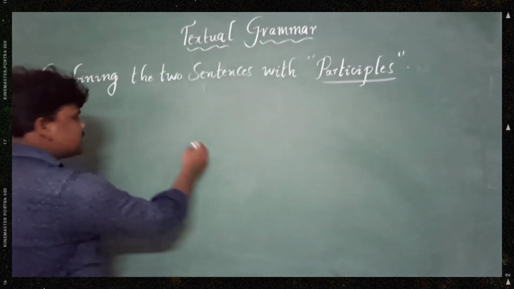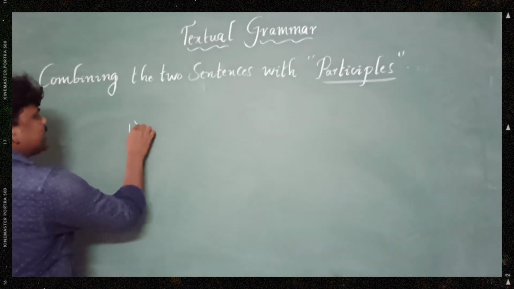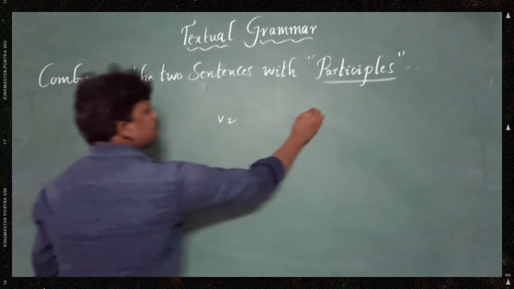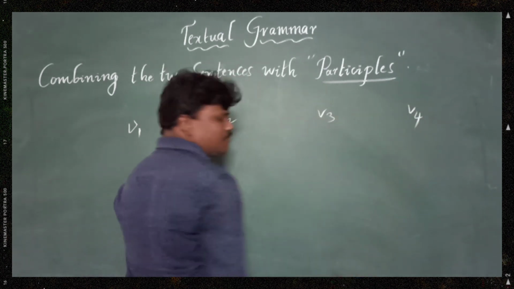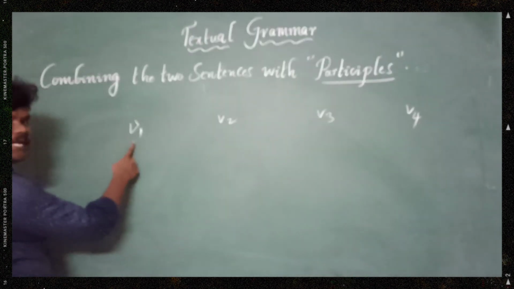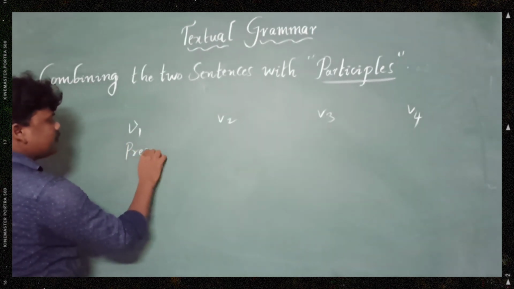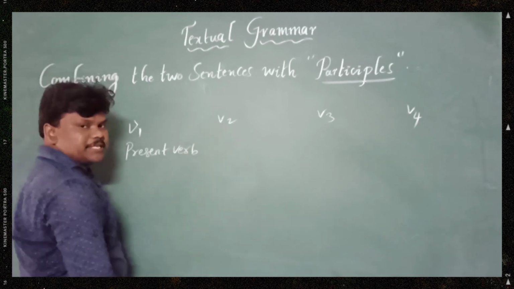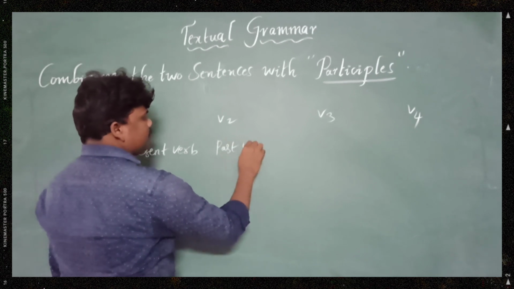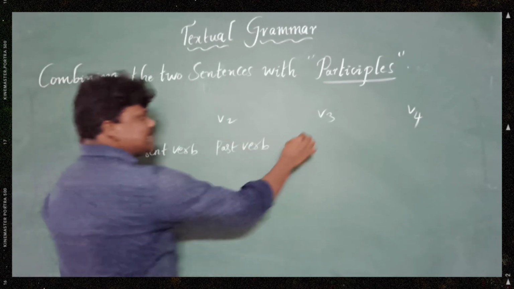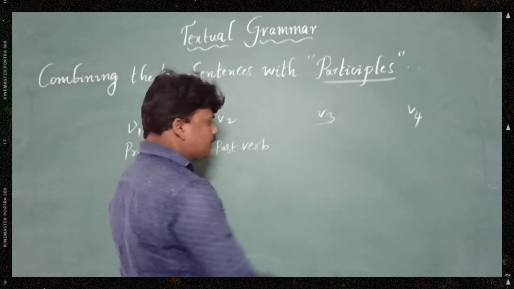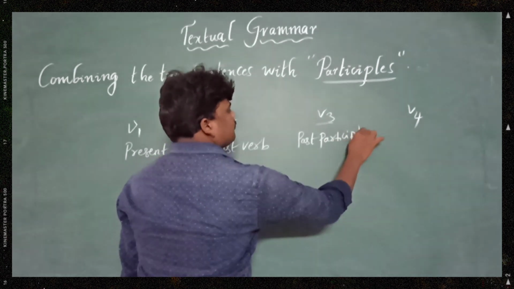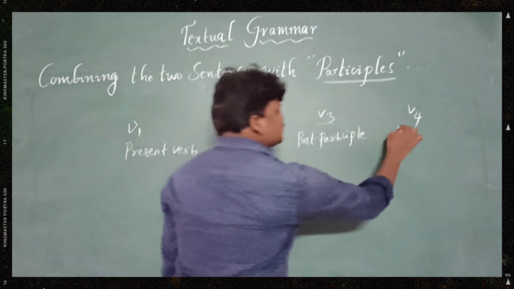Well, as you all know, there are four kinds of verbs in the English language, which is very important: V1, V2, V3, V4. V1 is called the present verb, and V2 is called the past verb. V3 is called the past participle. And V4 is called the present participle.